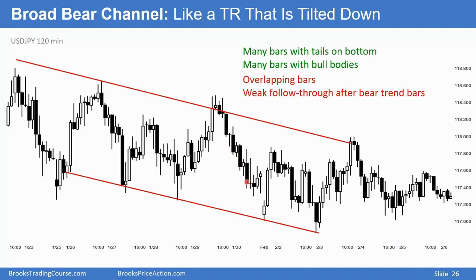Where are the consecutive big bear trend bars that you typically see in a strong bear trend? They're not present because this is not a strong bear trend. It has a lot of two-sided trading. Obvious pullbacks. Bear trend, but pullback very strong. In fact, it's a swing up. Again, it looks like a trading range that's tilted slightly down.